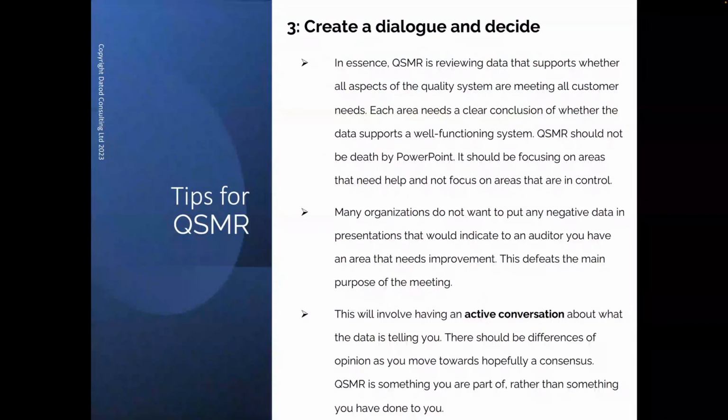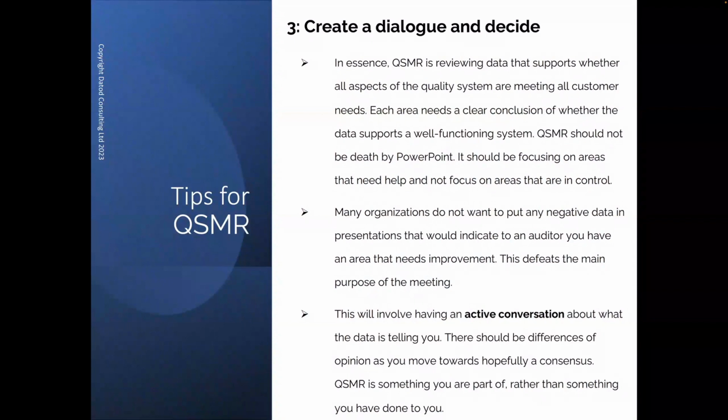And related to that, do not be scared about putting negative data in the presentations because you think an auditor will see it. I know many organisations are really reluctant to put anything in the quality system management review deck that is in red or looks as if you're not in control. But really, you're missing a trick here that defeats the purpose of the meeting. It is to flush out those areas where you need to have honest and open discussions about allocating resources and effort to make them better. And auditors expect that, so they will expect you to have areas that aren't green, that are red, and that you need to be having those sort of conversations.